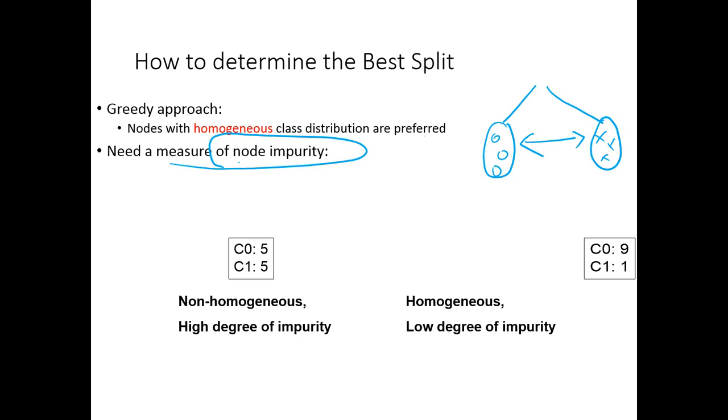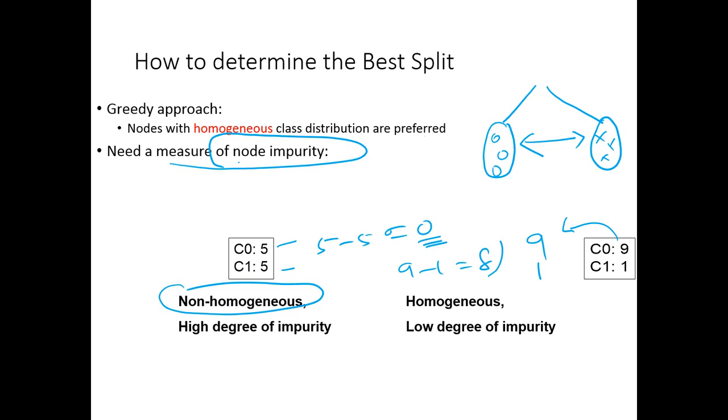So here is the case. It's a non-homogeneous case. Zeros are 5, ones are 5. It's not a good classification because the difference, 5 minus 5, is just 0. So we need to maximize this. Here is a good example. This is a homogeneous one, where the number of zeros is 9 and the number of ones is just 1. So the difference, 9 minus 1, is 8. That's better. The difference is nothing but this distance. It has to be more and more.